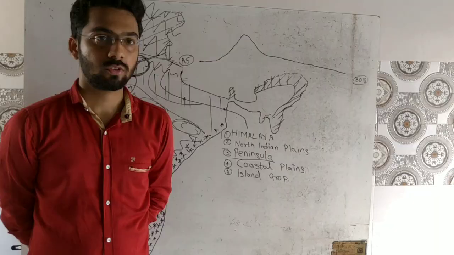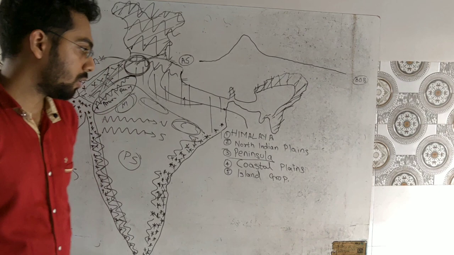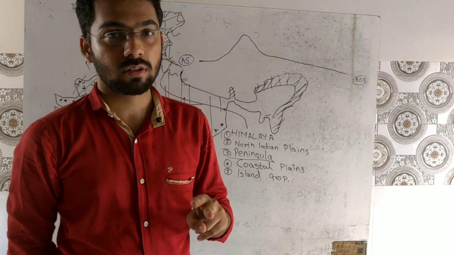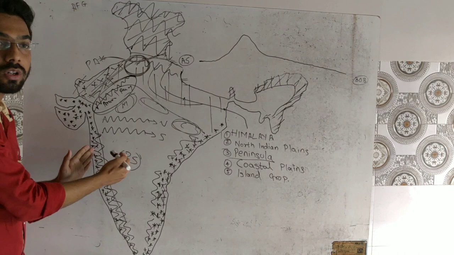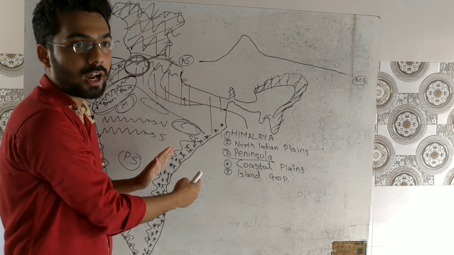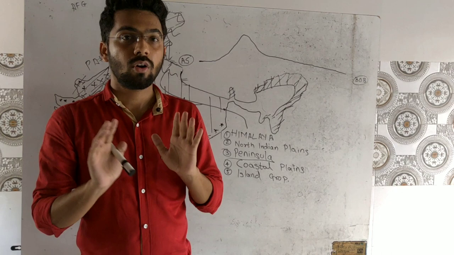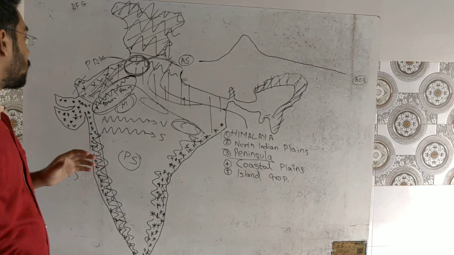So the fourth part we are going to see is the coastal plain. Coastal plain in India is divided into two parts, the western coastal plain and the eastern coastal plain. The coastal plain towards the Arabian Sea and the west side of the peninsula is known as western coastal plain, and the coastal plain towards the east of peninsula, bordering the Bay of Bengal, is known as eastern coastal plain. So two parts: western coastal plain and eastern coastal plain. Western coastal plain starts from the Rann of Kutch towards the south and towards Kanyakumari.